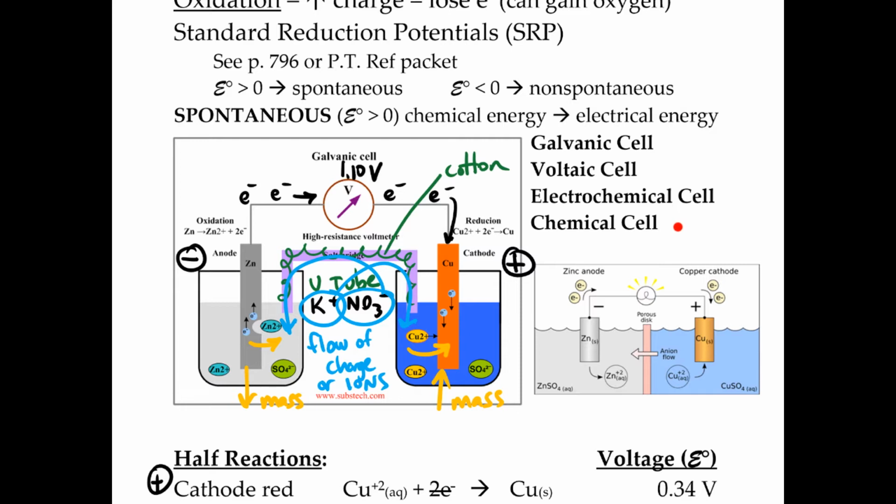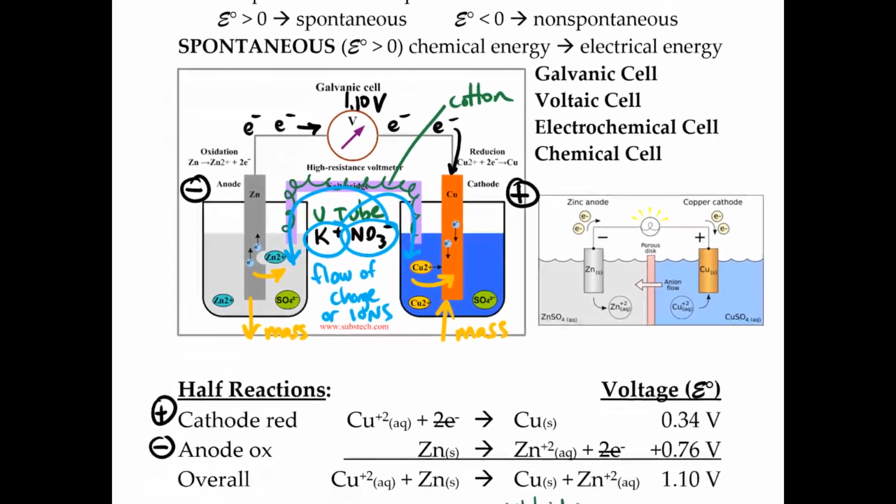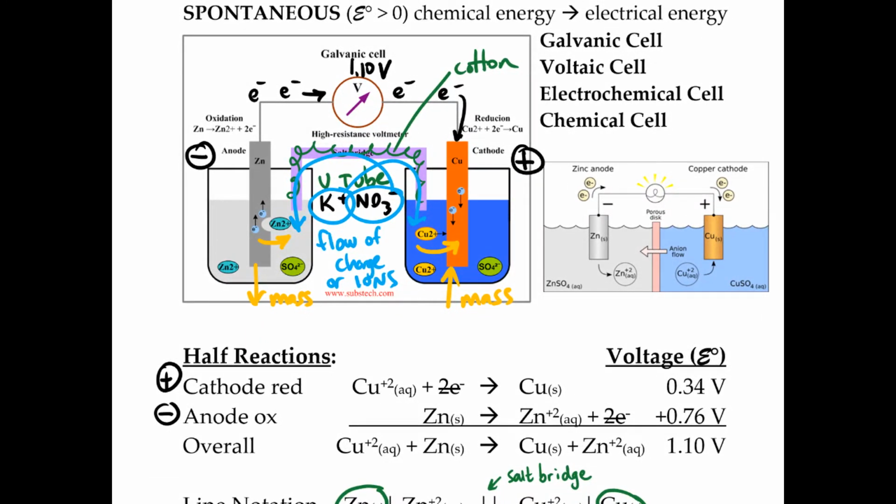The first thing you need to realize in this one is that you have zinc and you have copper. So you need to look at the SRP chart, either in your book on page 796 or in the reference packet of the AP exam packet, periodic table, and you're going to find copper and you're going to find zinc. Now you're going to find that they're both listed as reductions. That's why it's called a standard reduction potential chart, because every one of them has electrons on the left side. So if you look for the copper +2 on the left side changing into copper, you'll see that that happens with 0.34 volts. And then if you look at the zinc, you'll see on the chart that it's negative 0.76 volts, written backwards of this.